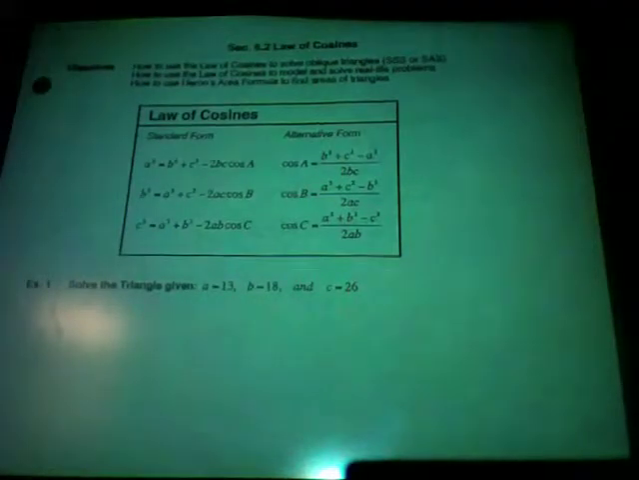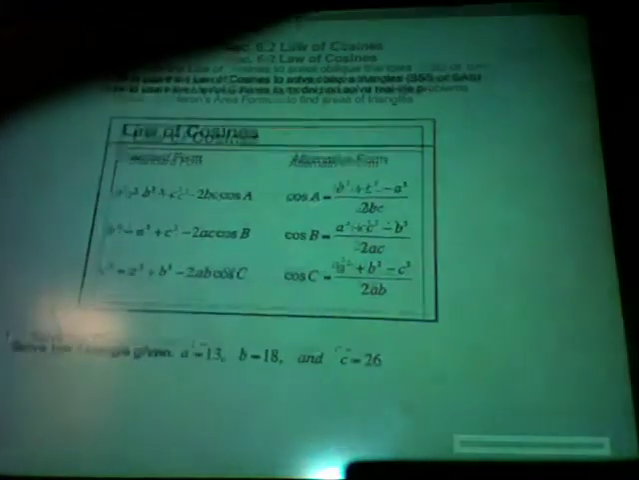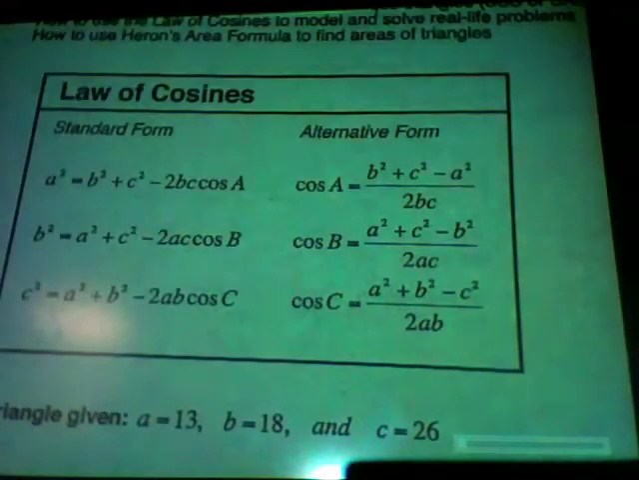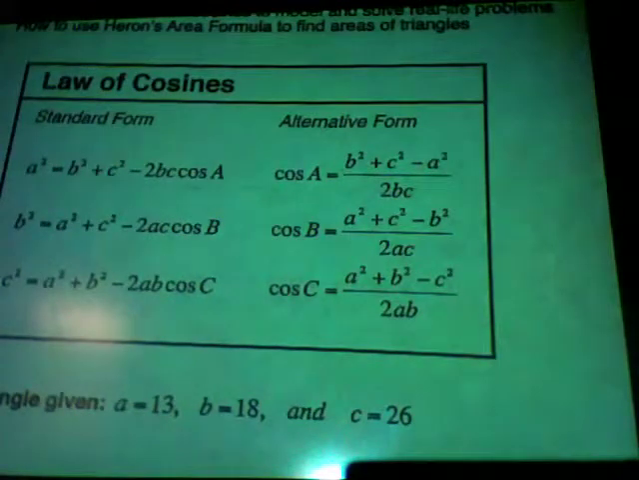All right, so today we're going to talk about the law of cosines. We did the law of sines yesterday. So you've got these three formulas right here. You don't have to memorize all six. You choose either the left side or the right side, the standard form or the alternative form. It doesn't matter, whichever one makes sense to you.